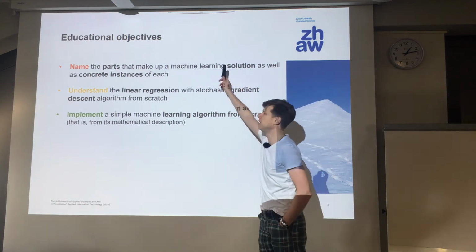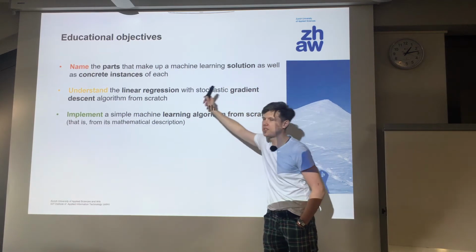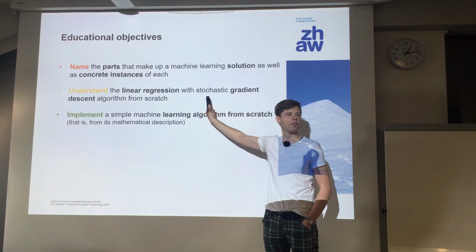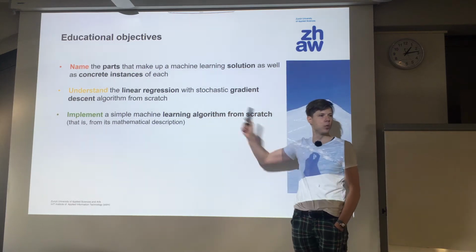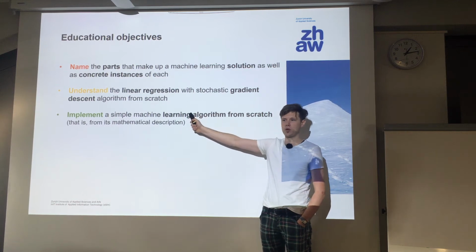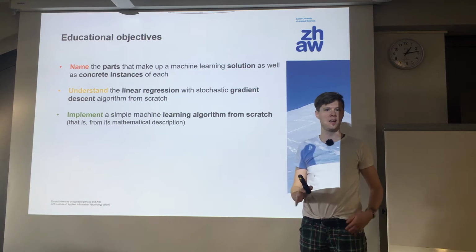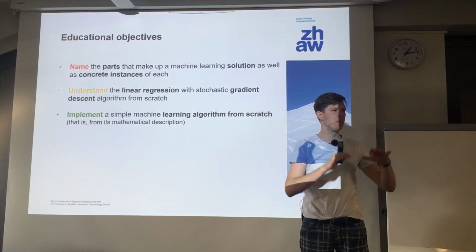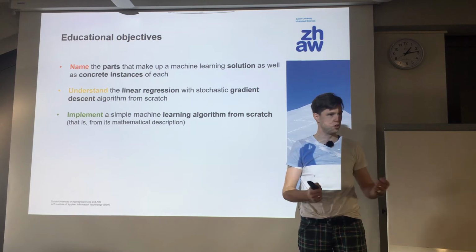So you should be able to remember the parts of the machine learning solution. You should understand that very simple algorithm, but from scratch, without using libraries, and you should be able to implement that simple algorithm completely from scratch without any library. Why? Because we want, at the beginning, to take our time to really think about what makes up machine learning.